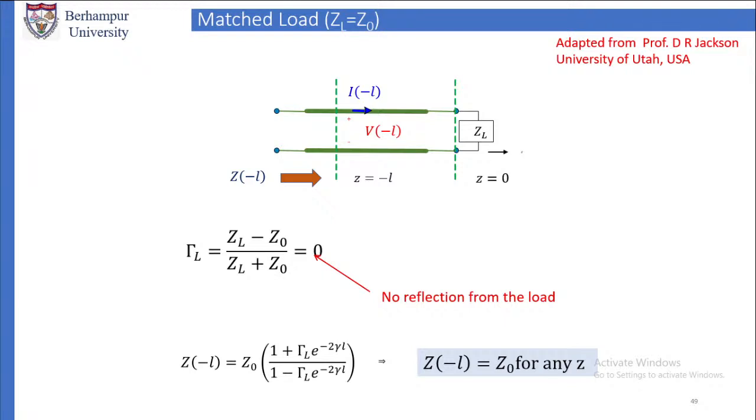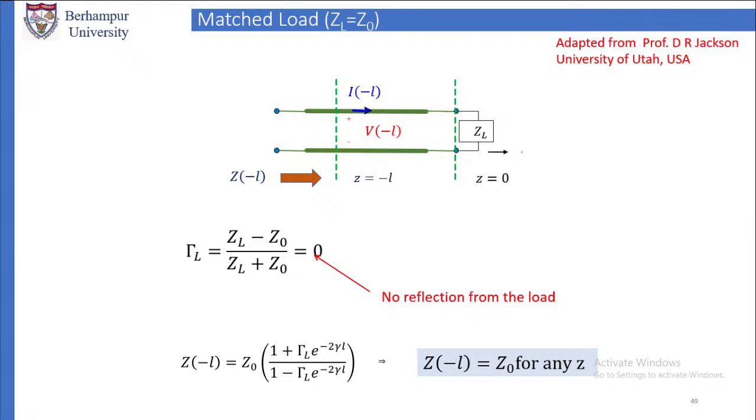If ZL is equal to Z0, then gamma L, the reflection coefficient, will be equal to (ZL minus Z0) by (ZL plus Z0). Since ZL is equal to Z0, the numerator becomes 0. So gamma L will be equal to 0. Gamma L equal to 0 indicates that there will be no reflection from the load. All the power that comes to the load will be absorbed by the load. The load will take all the power. It will not reflect any power or energy.